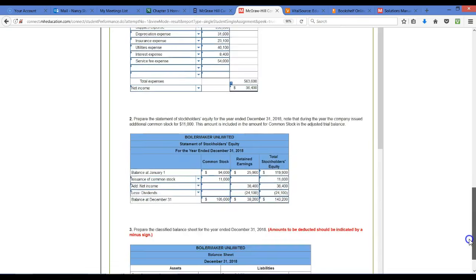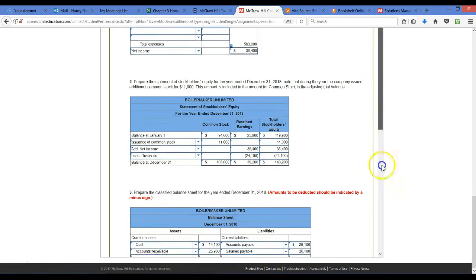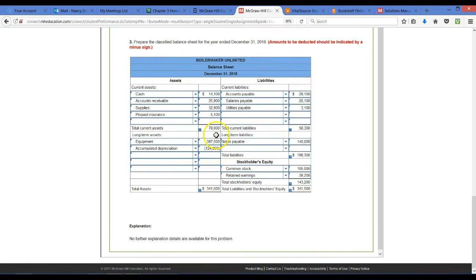So our $387,500 minus our $124,000 gives us our total assets of $341,500. So everything came from the adjusted trial balance. Just remember, our equipment needs to be offset with our accumulated depreciation of $124,000.